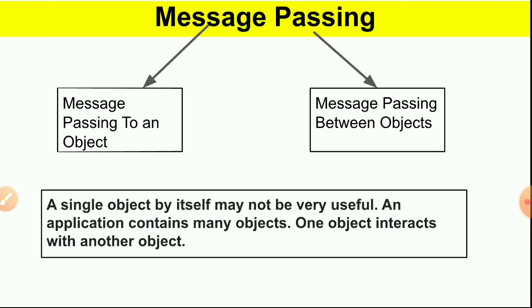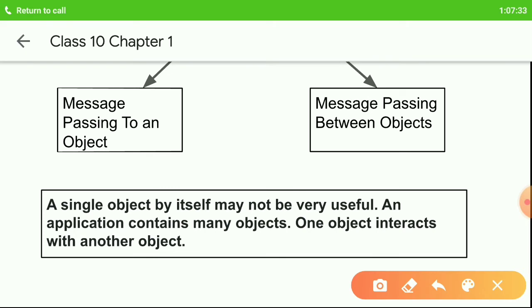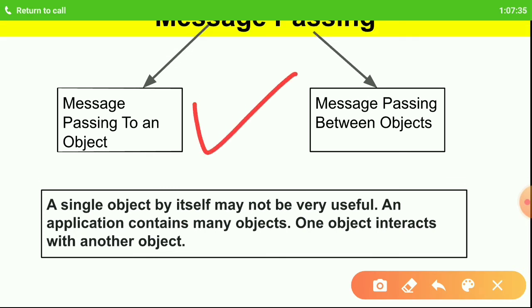There are two ways to pass a message. One is you can pass a message to an object, and the other is message passing between two objects. Now let's see how these two are different.